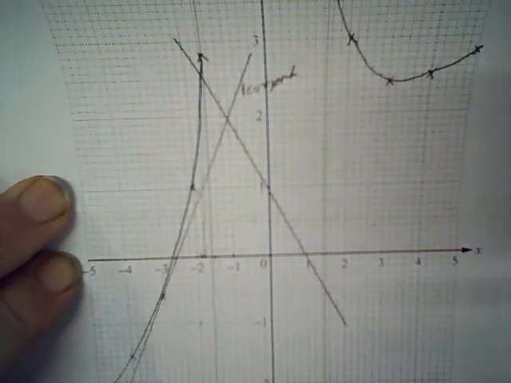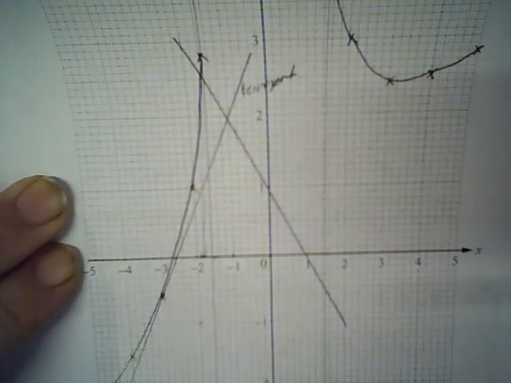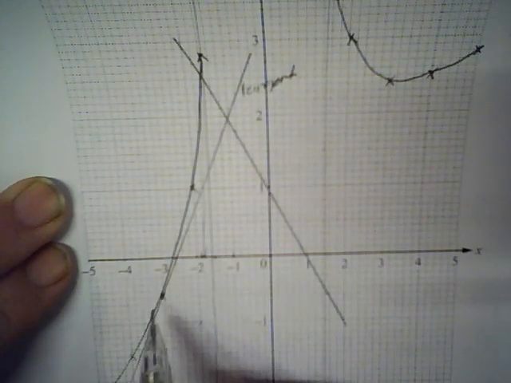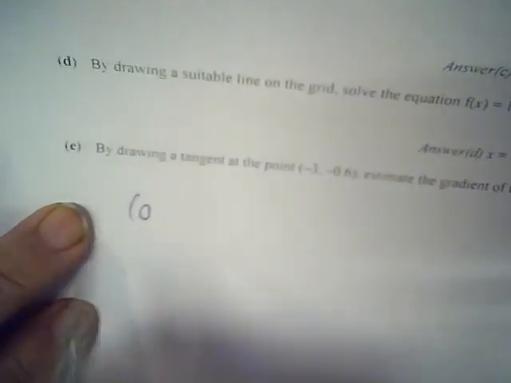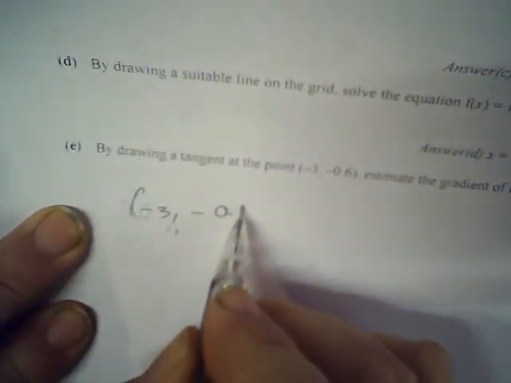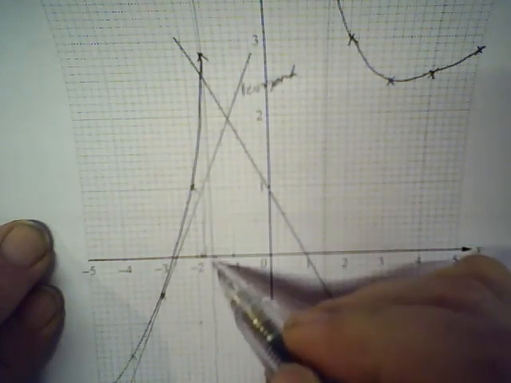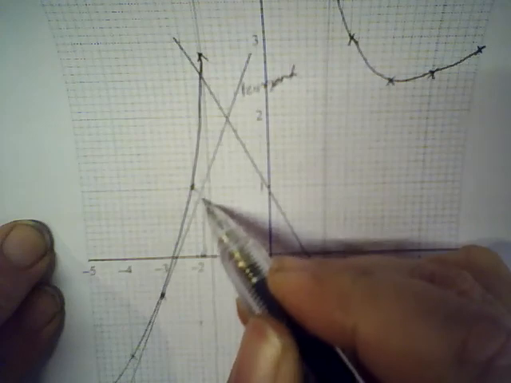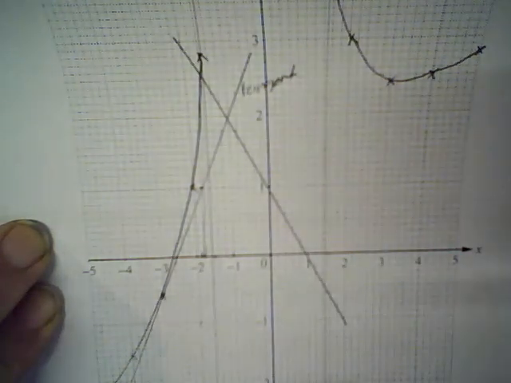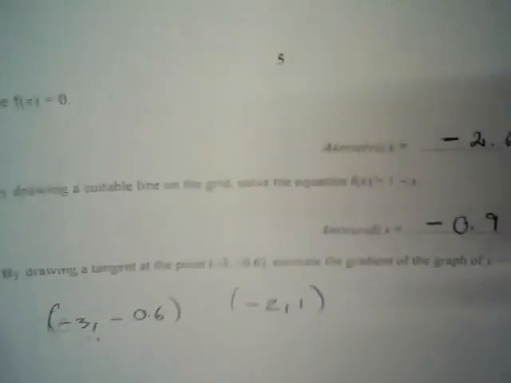Okay, so to find an estimated gradient, I need to find two points from this line. I can use this point, that should be one point. Let me write the point down here. That is negative 3 and negative 0.6. I'm just going to do it on this page. So negative 3 and negative 0.6, that would be my one point. And I need to read another point from this graph. That would be negative 2 and 1. Okay, so negative 2 and 1. Let's quickly work out what this estimated gradient would be.